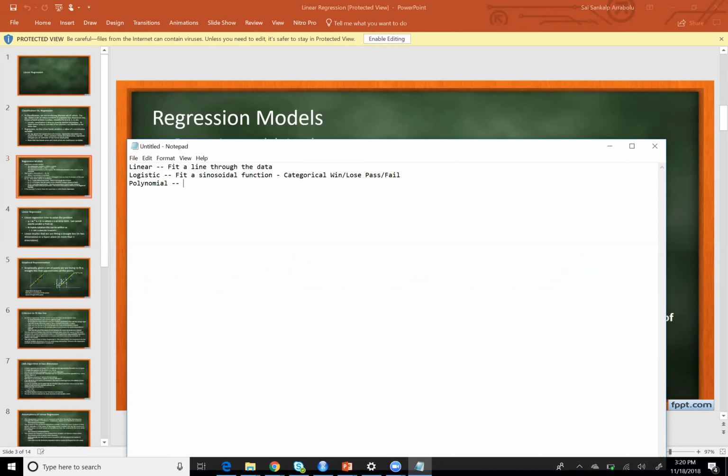Polynomial regression is for when the data is polynomial in nature. Instead of a linear line, I'll show you an example in R when we do the polynomial. If the data is polynomial in nature, where it's not a straight line, but it's actually a quadratic function or a parabola kind of function, we generally use a quadratic equation to fit that line.